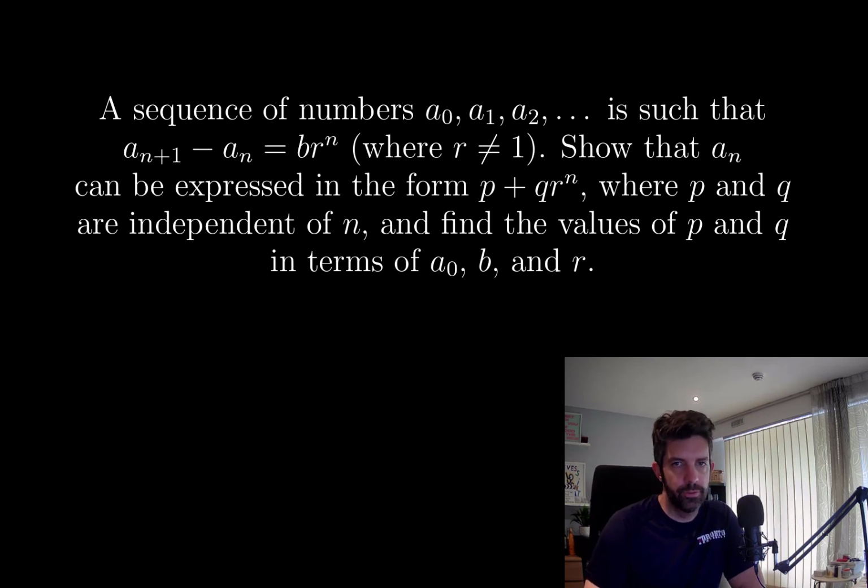It says, a sequence of numbers a0, a1, a2 is such that a_{n+1} minus a_n is equal to b r to the n, where r is not equal to 1. Show that a_n can be expressed in the form p plus q r to the n, where p and q are independent of n, and find the values of p and q in terms of a0, b, and r.